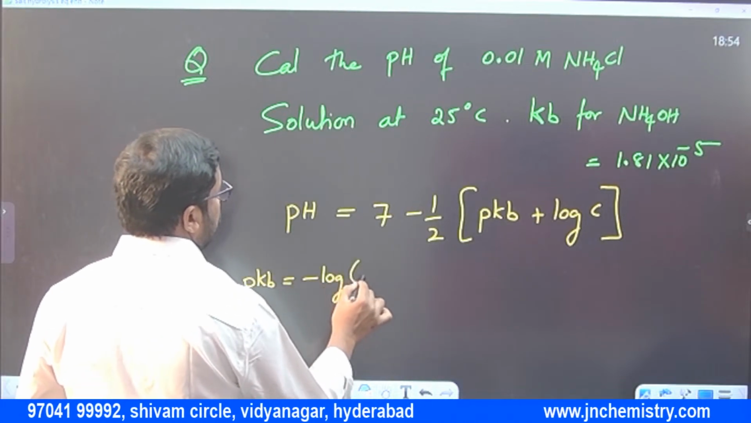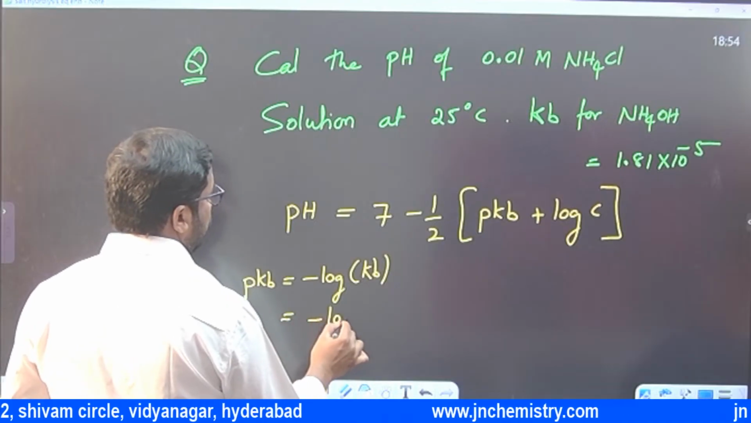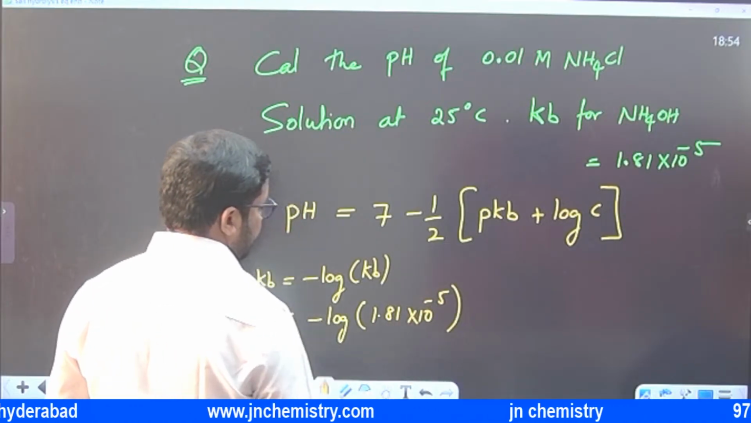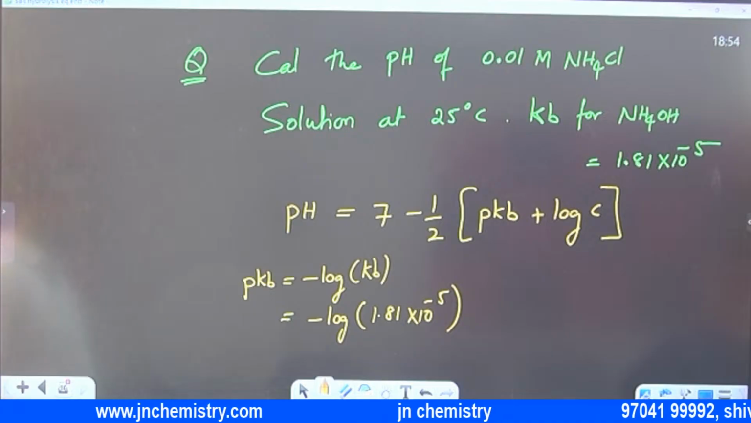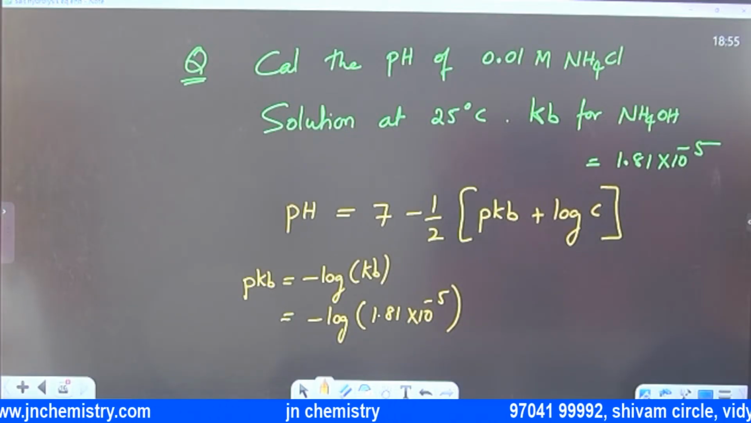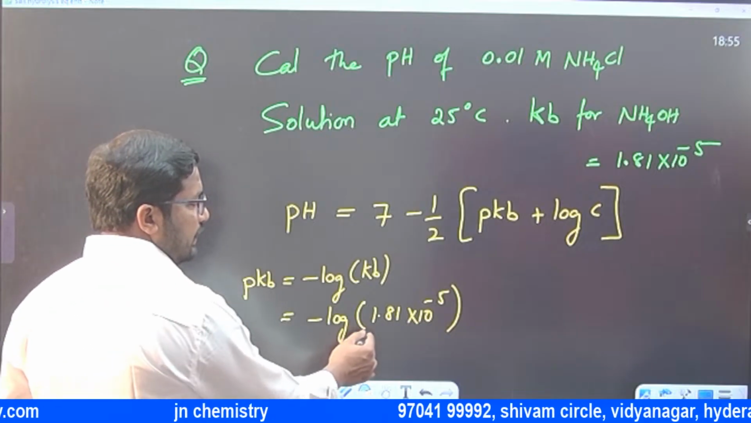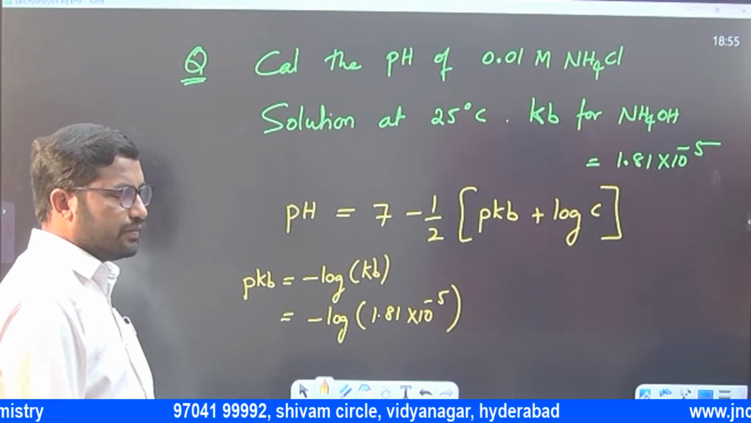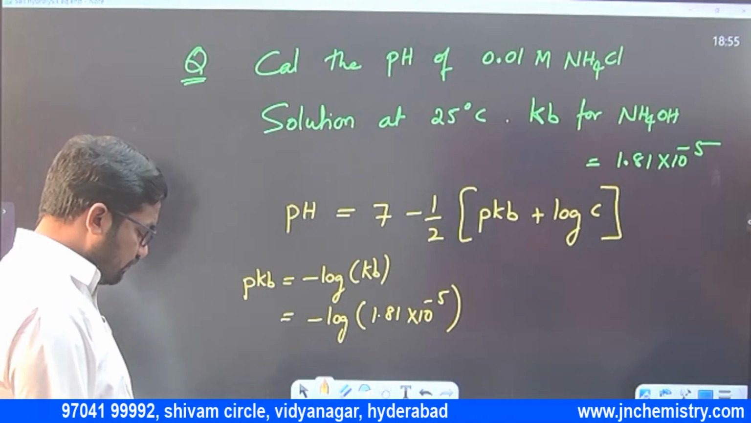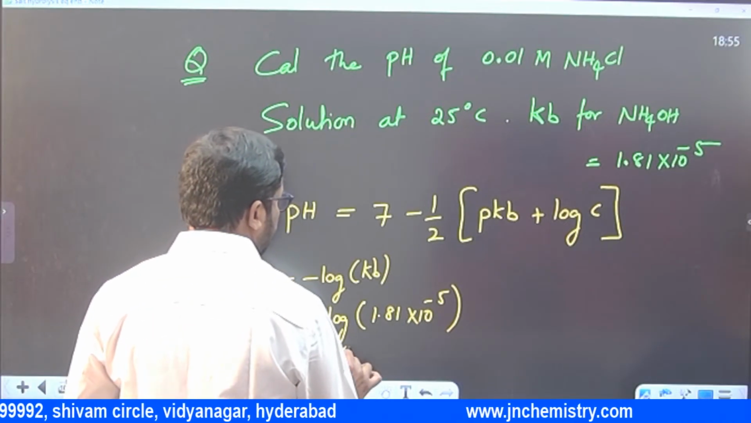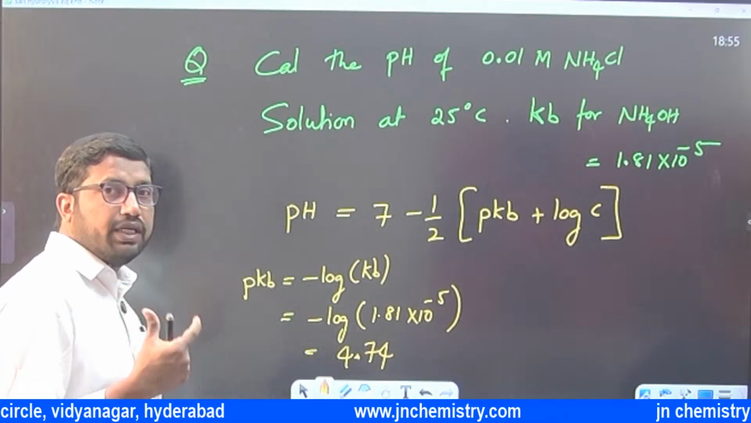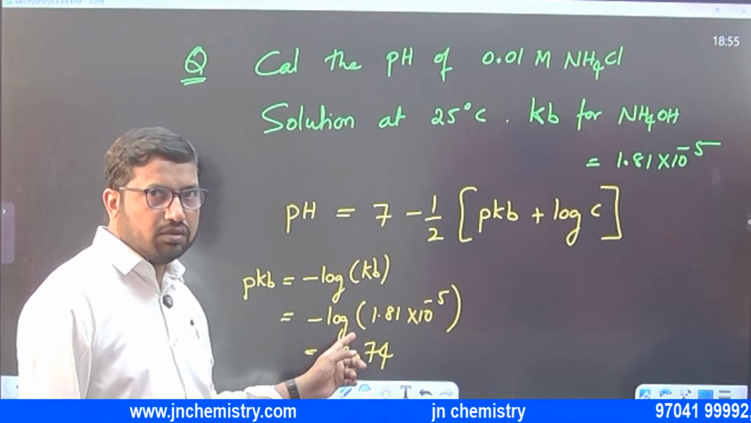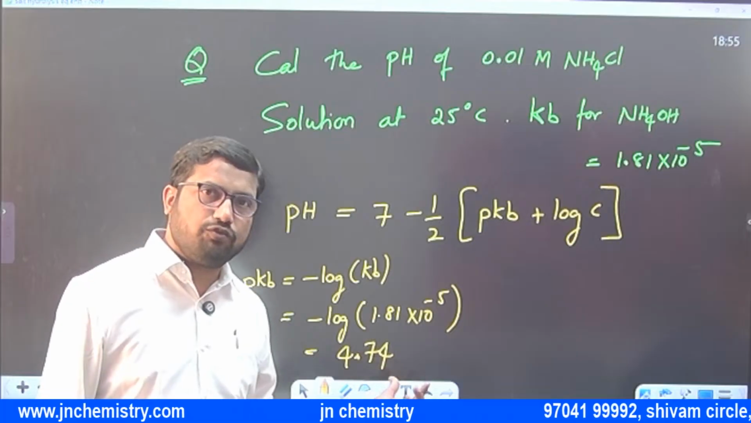pKb is minus log Kb. The Kb value is 1.81 into 10 to the power of minus 5. So 5 minus log 1.81, and log 1.81 is almost log 2, which is 0.3. So 5 minus 0.3, approximately we'll get 4.74. Because exact values are not needed, 5 minus log 2, log 2 means 0.3, 5 minus 0.3, approximately 4.7.